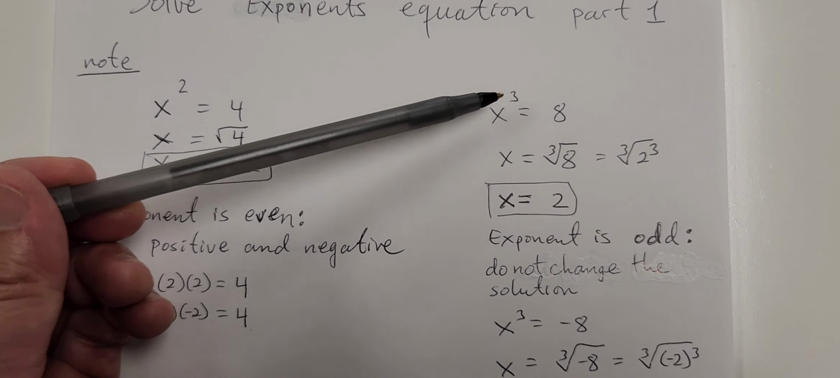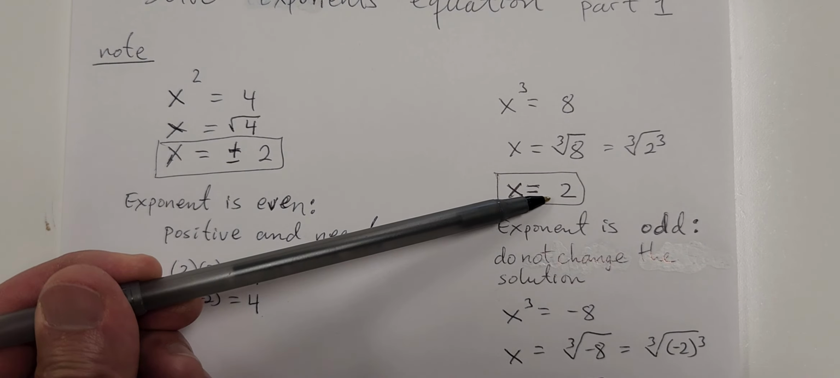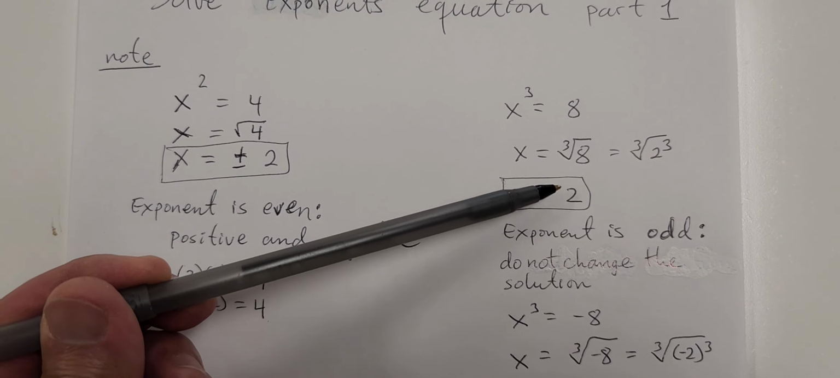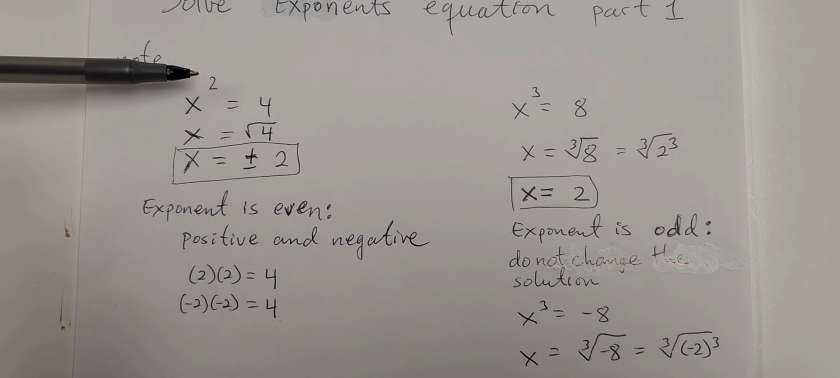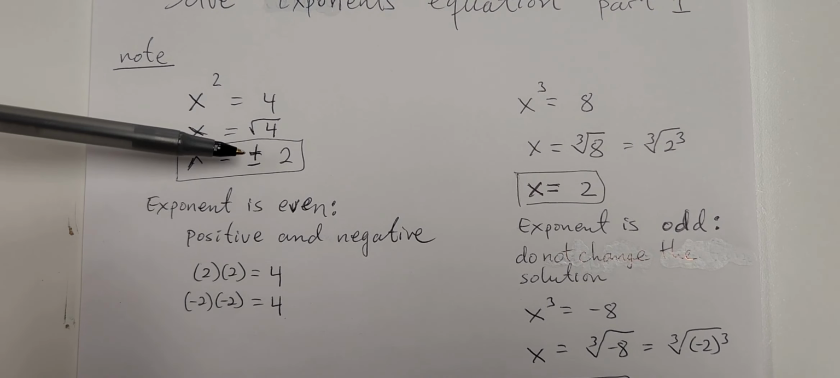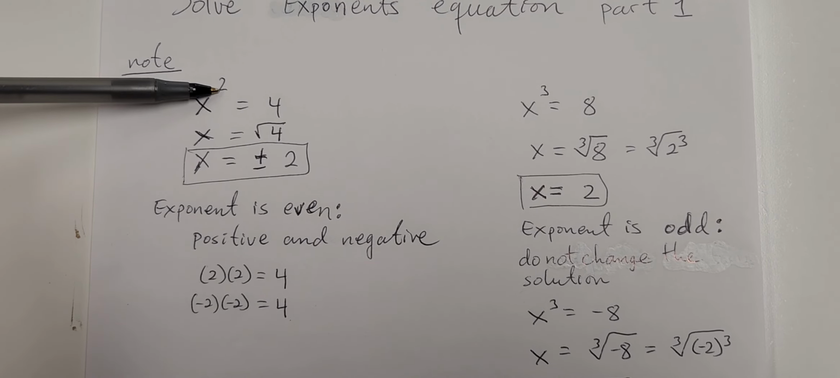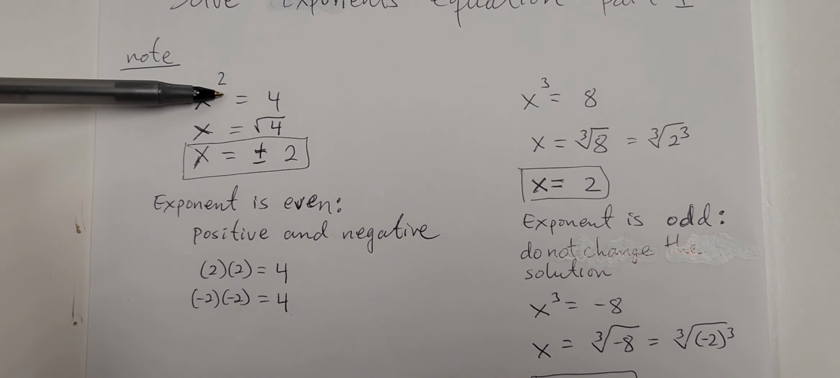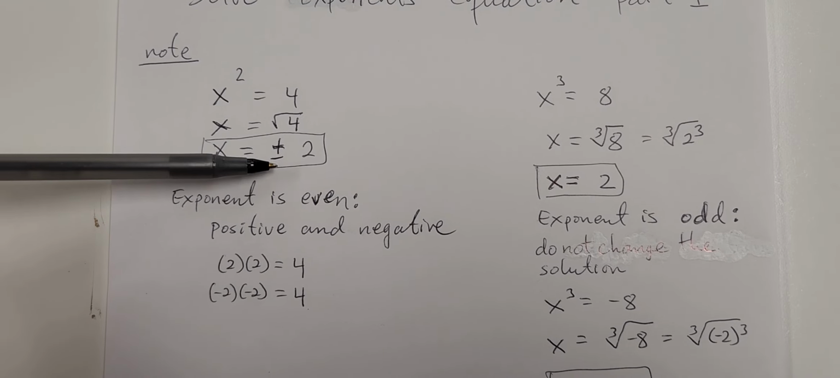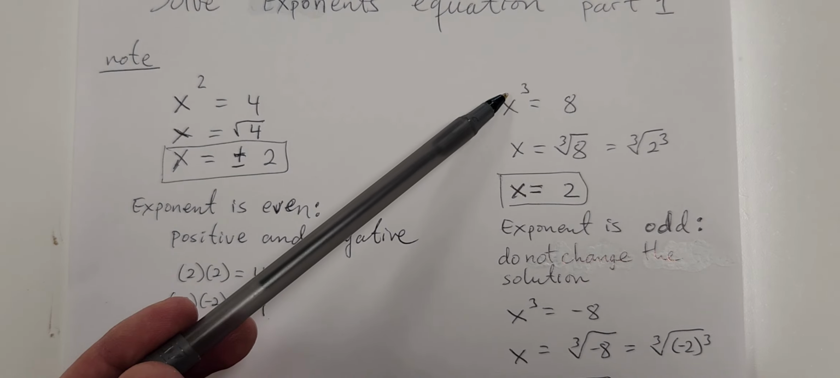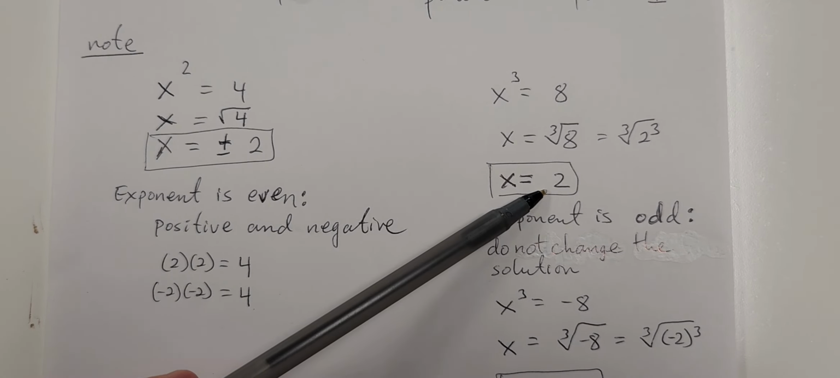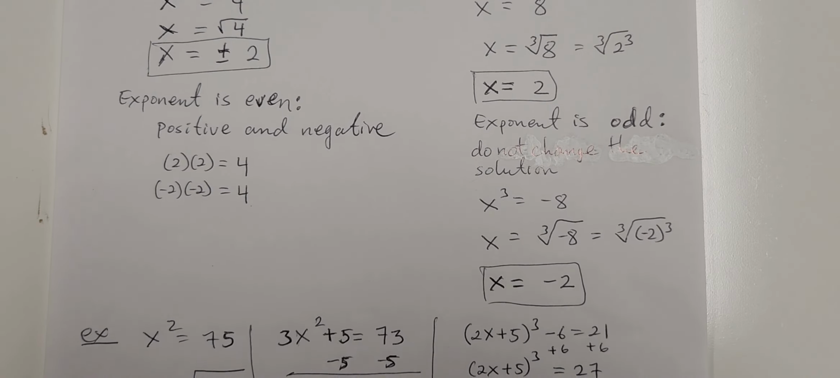One more time. If it's odd, whatever the answer is, leave it alone. Do not add plus and minus in. You only add positive and negative when it is even power. One more time. Even power, put plus and minus. If it's odd, we just leave it alone. Do not change it.